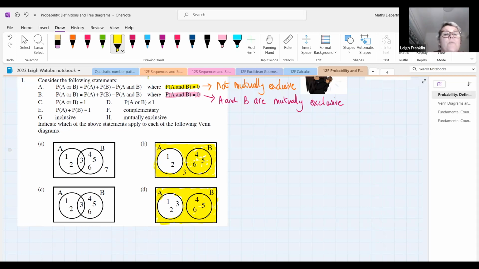Okay, so for example, that's what we mean when we use the word complementary. We don't use the word inclusive. So that's an old word. What they mean by inclusive in this case, so the definition of G, they mean not mutually exclusive.